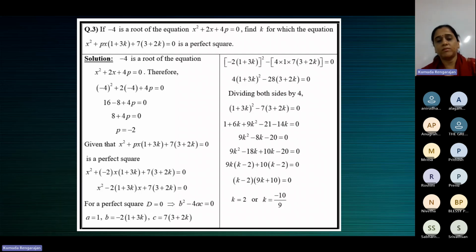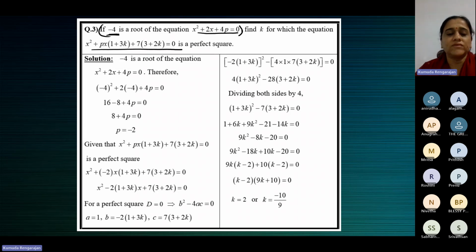See, those who want, please listen. If you've understood clearly, you can continue working. If you are not sure about the answer, please listen to me. Minus 4 is a root of this equation. There is this quadratic equation which has minus 4 as a root. Minus 4 is not a root of this equation. It's not given. How can we take it like that? Minus 4 is a root of this equation, not this equation.